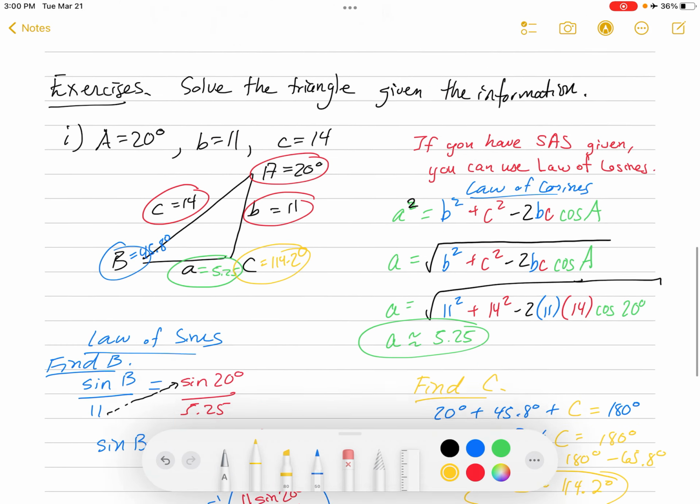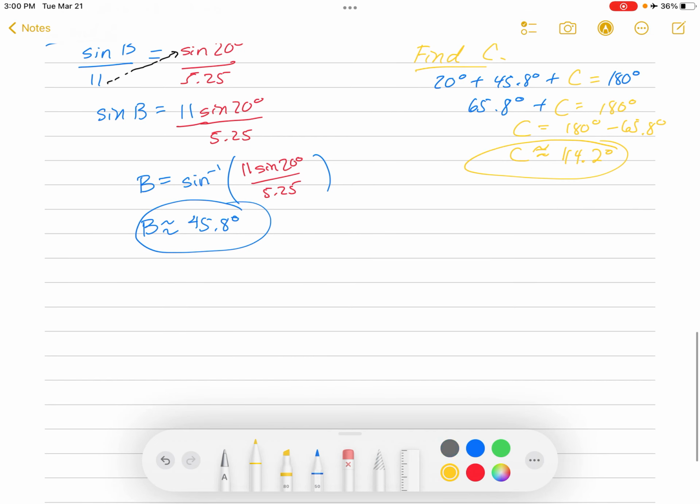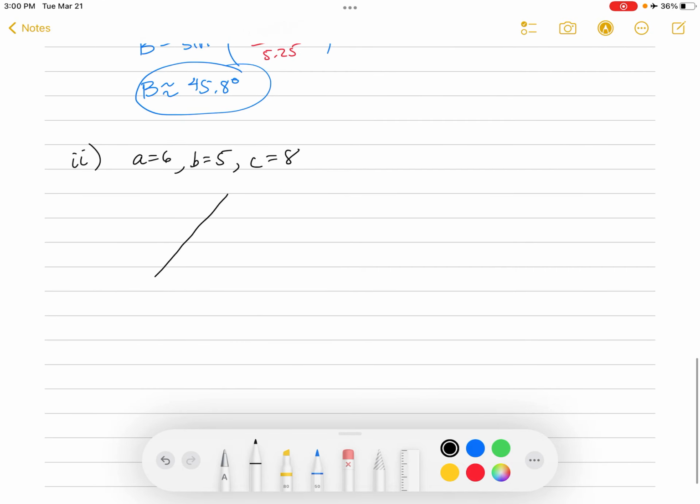Okay, so that completes the triangle. So that was a side angle side situation. Now we want to complete another triangle. We have little a is 6, little b is 5, and little c is 8. So notice we have 3 sides of the triangle. So here we have a side, side, side, right?